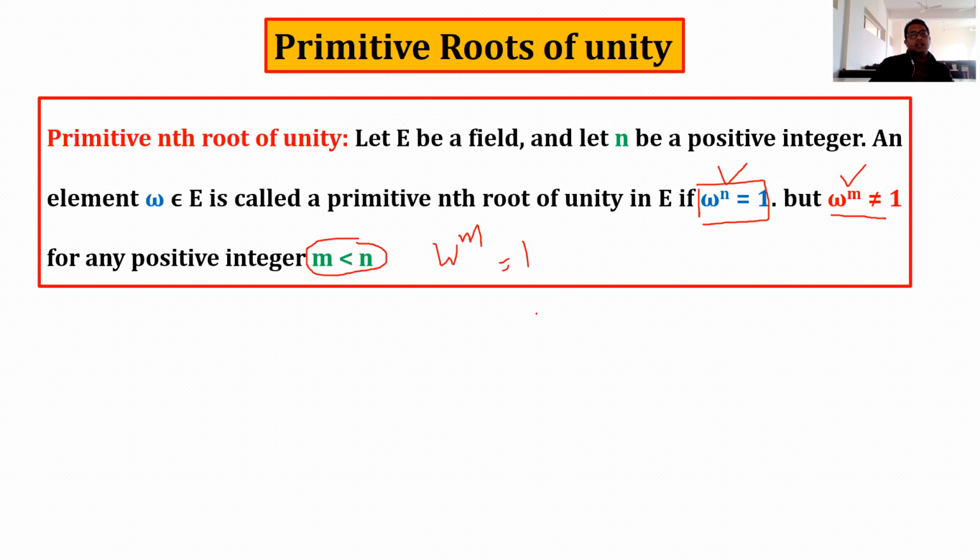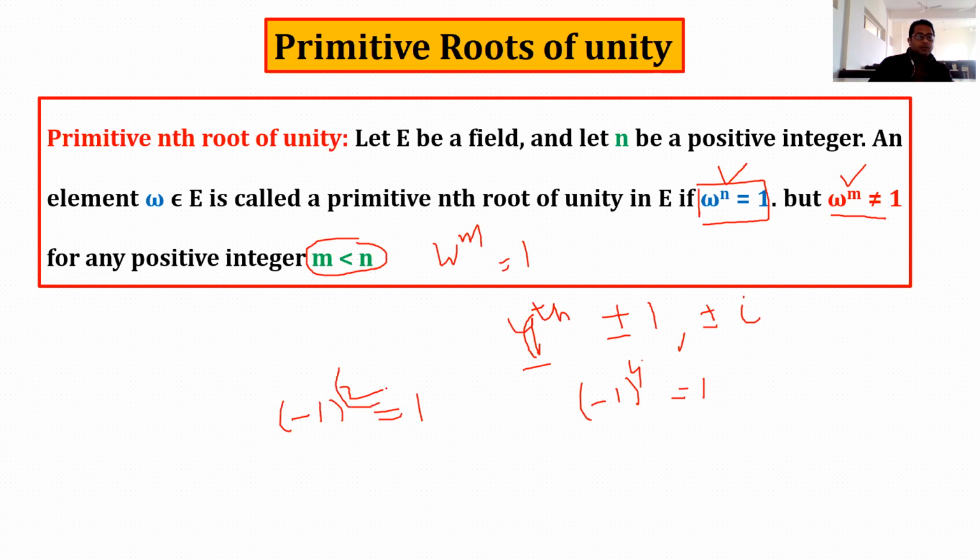Let me clear this with an example. Suppose whenever you solve fourth roots of unity, they will be plus minus 1 and plus minus iota, all the fourth roots of unity. But whenever you take minus 1 raised to power 4, obviously it is calculated against fourth root of unity, that will be equal to 1. But 4 is not the minimum power to make minus 1 raised to power n equal to 1. It is not the minimum power because we also have minus 1 raised to power 2 equal to 1. We also have the power 2 for making minus 1 raised to power k equal to 1.